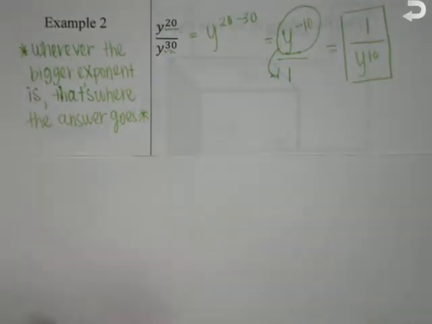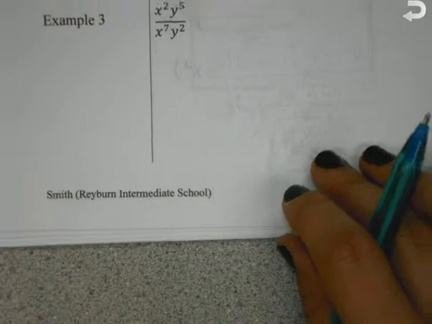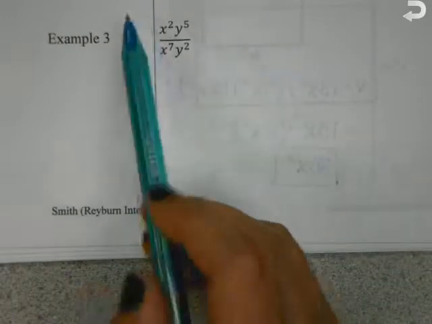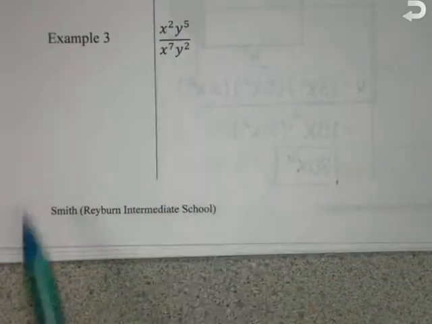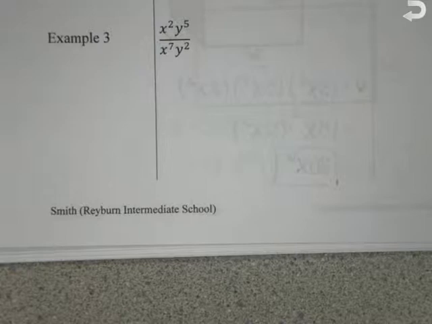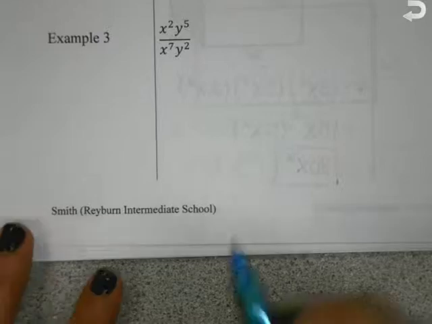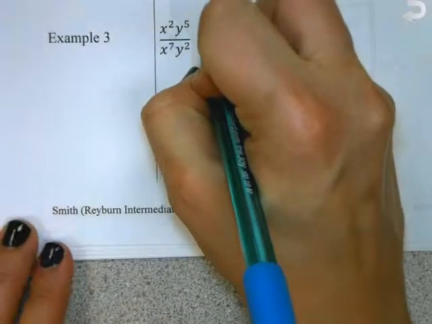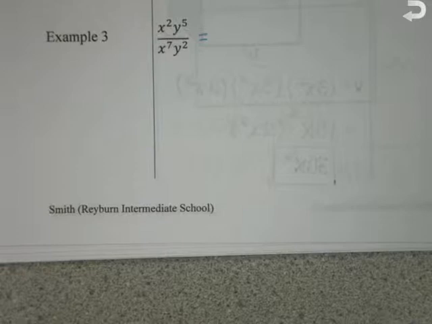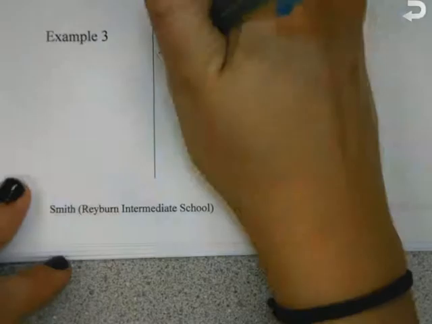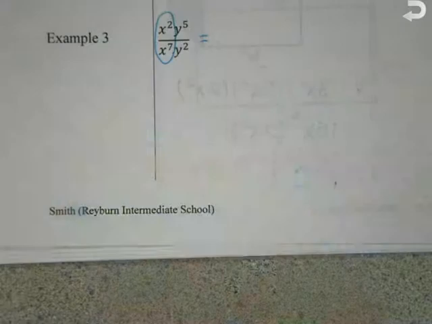Okay, so let's look at example 3. This time we're looking at two different bases. x squared, y to the 5th, over x to the 7th, y to the 2nd. Okay, let's see if we can apply our shortcut here. Just like when we're multiplying, we can only look at bases that are the same. So we look at the x's together, and then the y's together. So draw your fraction out.